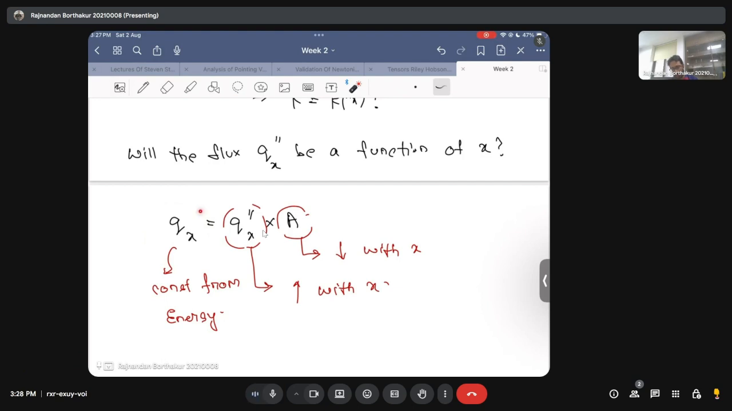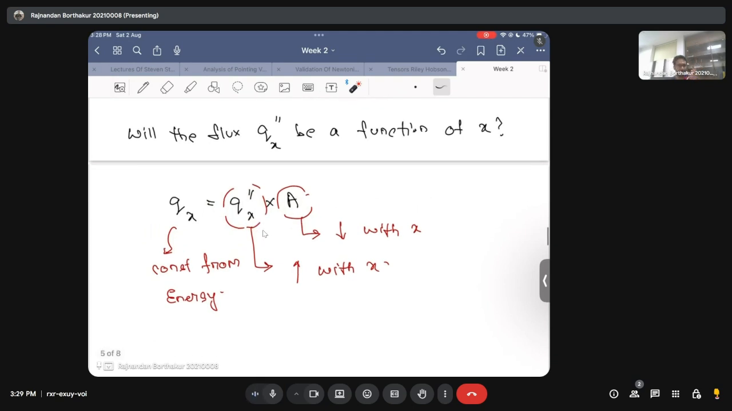Because see, the left hand side of your equation is a constant, and the right hand side is the product of two quantities. Now, one quantity, which is the area, we know is varying as 1 minus x, which means if I move along the plus x direction, my area is decreasing, which means in order to make this a constant, my heat flux should increase, or in other words, my heat flux should be a function of x.